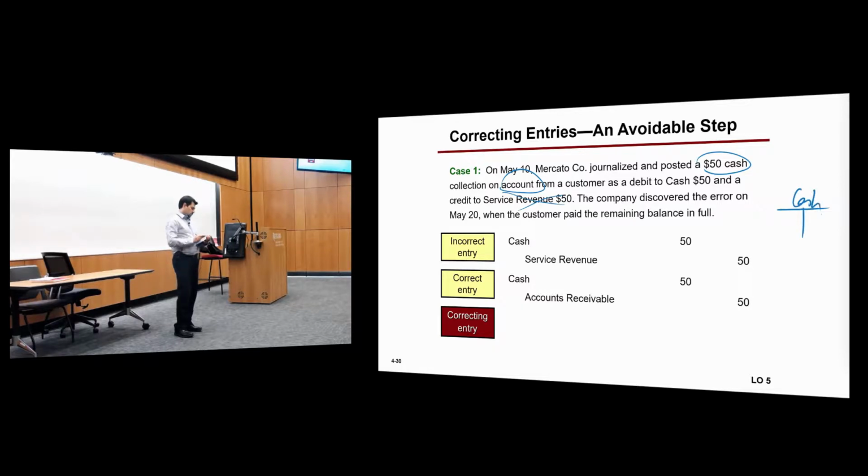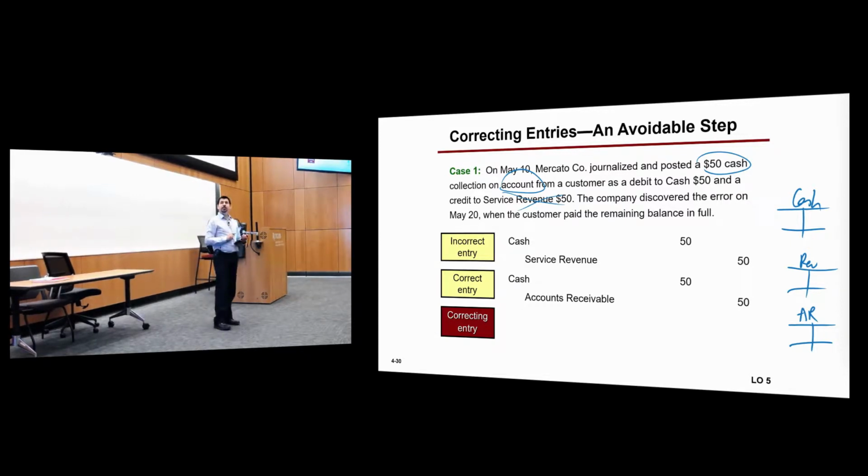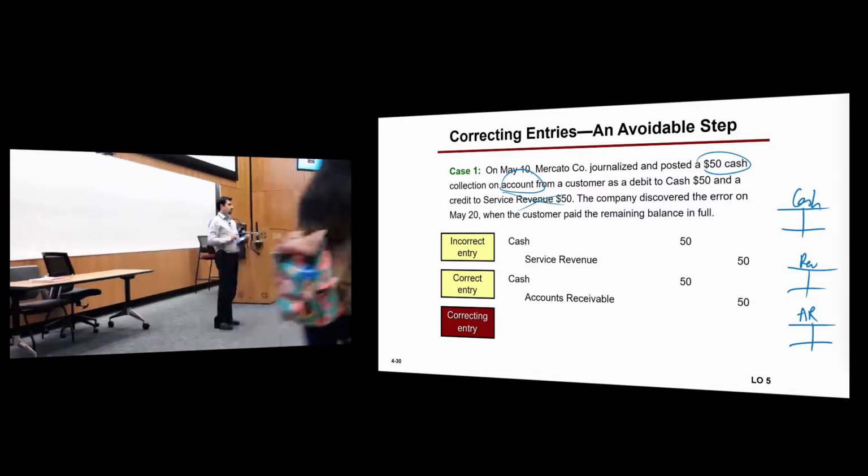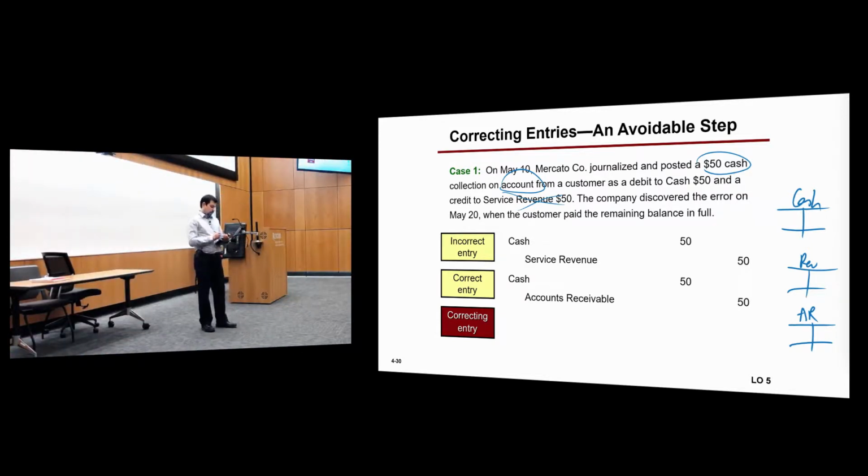Cash, revenue, accounts receivable. Am I correct? What are the end balances that we are supposed to have? For cash, from this one here, just from this transaction, what's supposed to be the debit to cash? We can do it in a different way. So the incorrect one, and I'm going to use the red color for the incorrect one, okay? So the incorrect one was 50, and service revenue was credited 50.